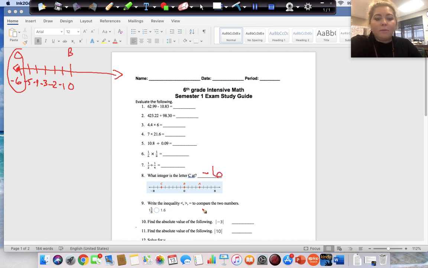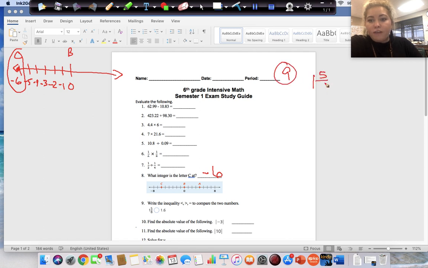Okay, so then number 9, it says write a greater than, less than, or greater than or equal to sign to compare the two numbers. When we are comparing fractions and decimals, you either need to make them both decimals or you need to make them both fractions. It is really hard to compare numbers when one has a fraction and one has a decimal. So I'm going to do it both ways. You can choose whichever way you like best.